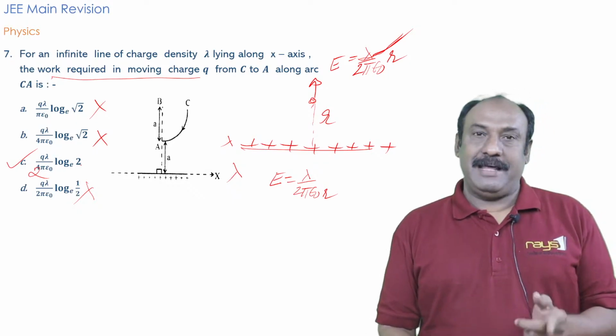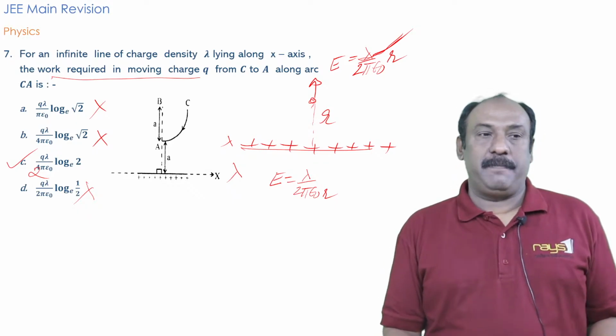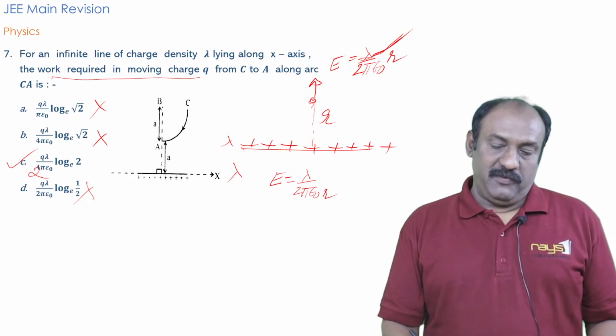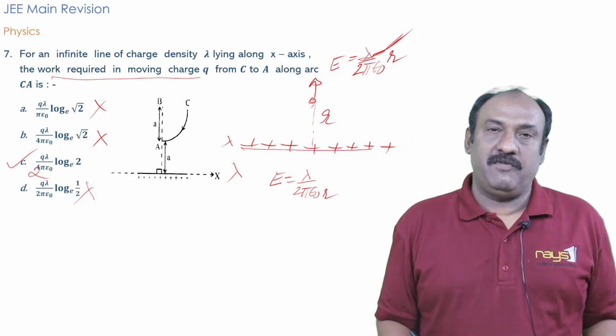Here it is typed as 4 pi epsilon naught. So you correct it as 2 pi epsilon naught log base e 2. So here, in what way did I calculate the work done in this case? First we have to observe what type of work it is.